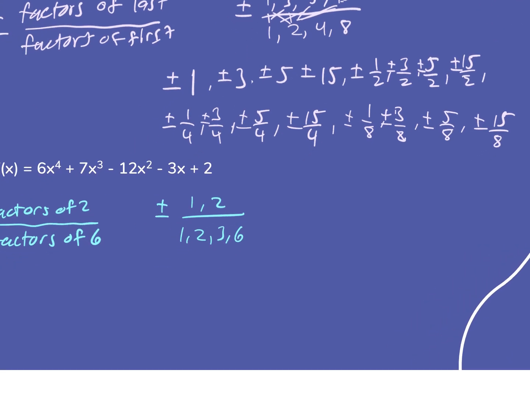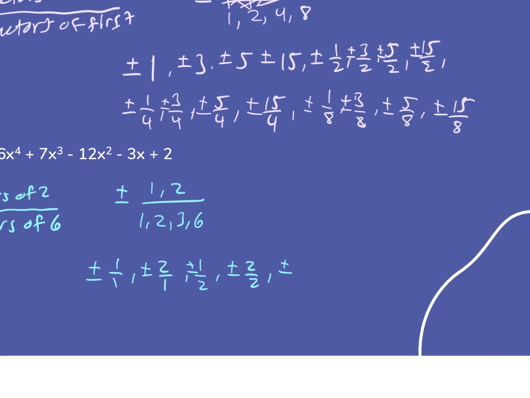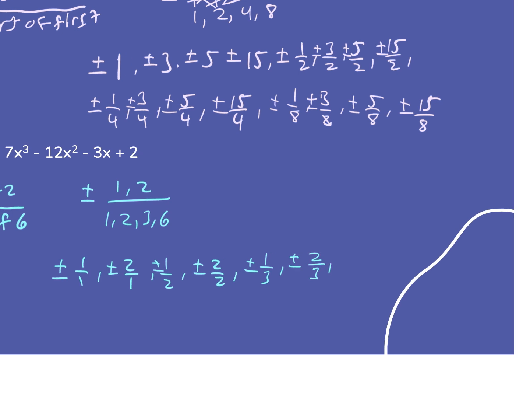So our possible rational roots are going to be plus or minus 1 over 1, plus or minus 2 over 1. All right, now let's put everything over 2: plus or minus 1 over 2, plus or minus 2 over 2. Everything over 3: plus or minus 1 over 3, plus or minus 2 over 3. Now put everything over 6: plus or minus 1 over 6, plus or minus 2 over 6.